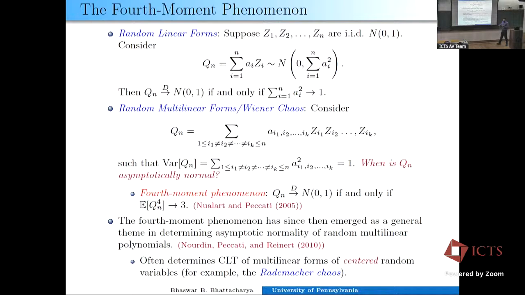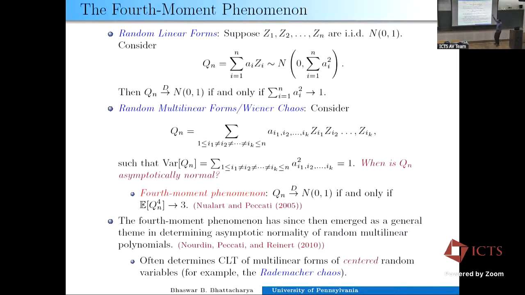Ivan Nourdin maintains a website where he collects all papers that have the fourth moment theorem in them. Every year, there are hundreds of them. In December this year in Luxembourg, there is a conference to celebrate the 20 years of the fourth moment phenomenon. So this is an industry now. As I mentioned, it is crucial in understanding central limit theorems of centered random variables. You can take plus-minus ones here, what's called the Rademacher chaos.